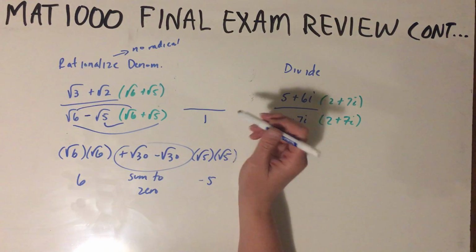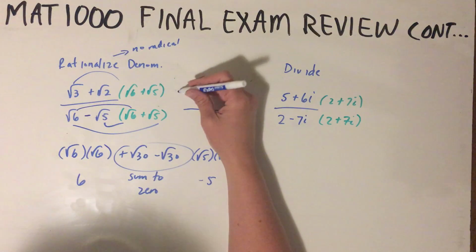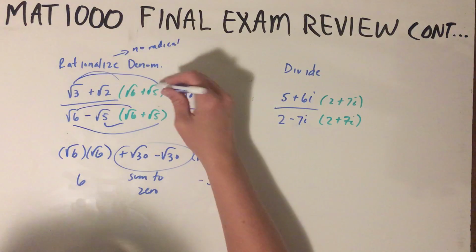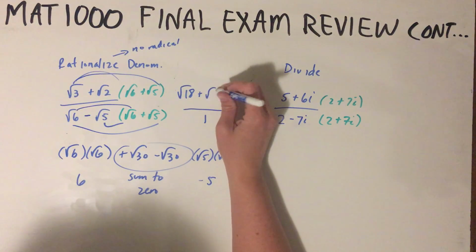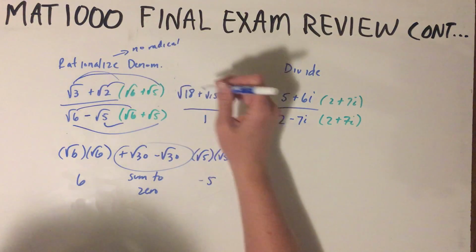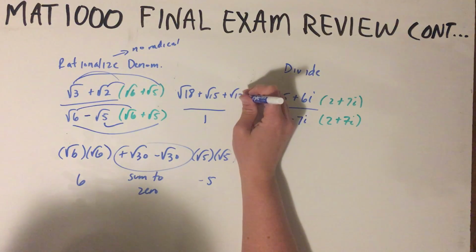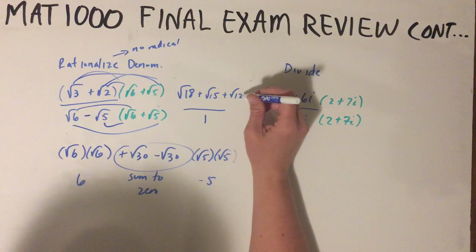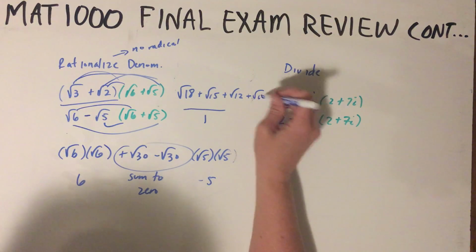Okay, but what am I going to get on the top? Well, on the top, when I FOIL here, I'm going to get the square root of 18, plus the square root of 15, plus the square root of 12, and plus the square root of 10.